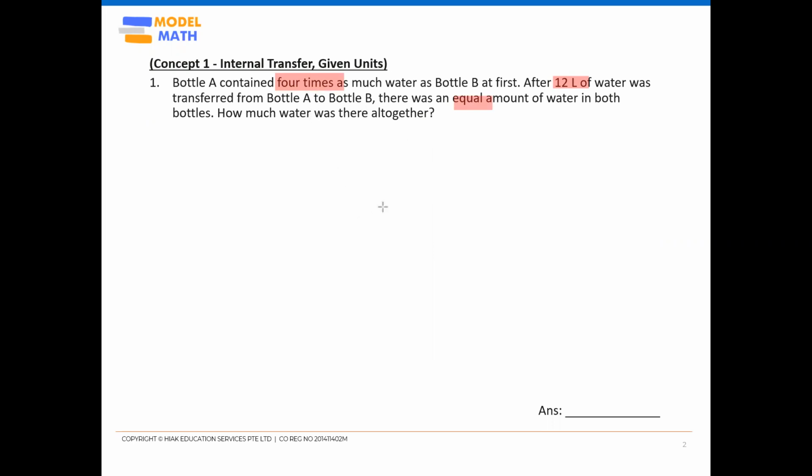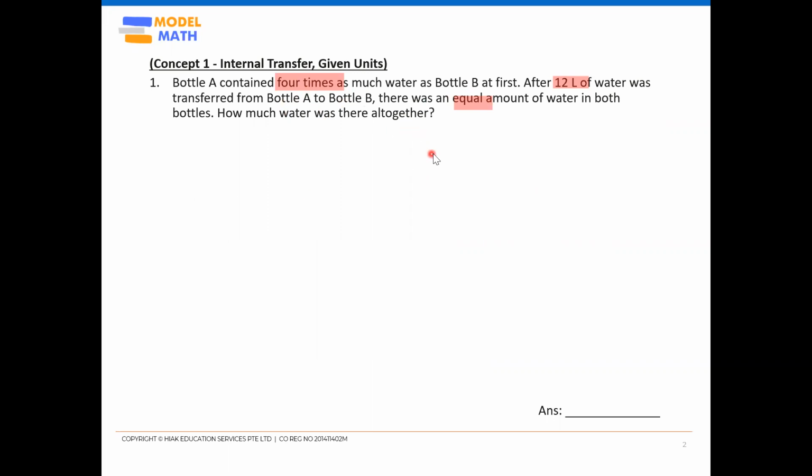Should I be applying before-change-after, or should I be applying the model method? In previous concepts, I think we have discussed this before. When we have units given in the before and units given after, typically, we will draw a model to solve the question. If you do before-change-after, you end up having a model in the before and a model in the after, which is not so ideal for you to see how to compare what stays the same throughout.